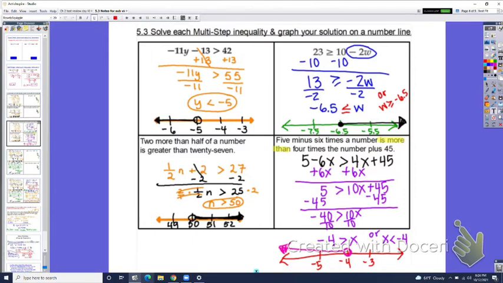The one below it, 5 minus 6 times the number, is more than 4 times the number plus 45, so you can see I translated that in black. We can start this in 4 different ways. I chose to add 6x on both sides, and then the next step was subtract 45, and then finally divide by 10. So your answers could look like -4 is greater than x, or x is smaller than -4, which means it's an open circle on -4, arrow pointing to the left.